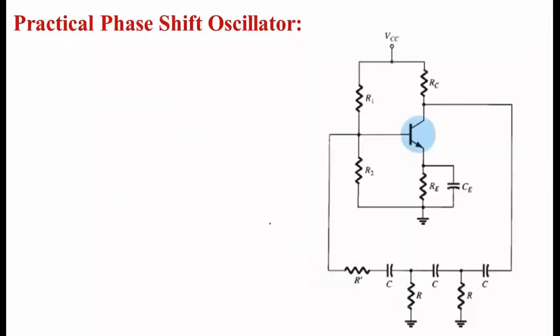Now the practical phase shift oscillator. What does it mean by practical phase shift oscillator? In the earlier circuit, we have used cascaded RC combinations. But in practical, for the third R, we have the input resistance of the amplifier in combination. So the value of the third R will be changed since the value of R is in combination with the input resistance of the amplifier. So let's calculate the gain and frequency for this practical phase shift oscillator.